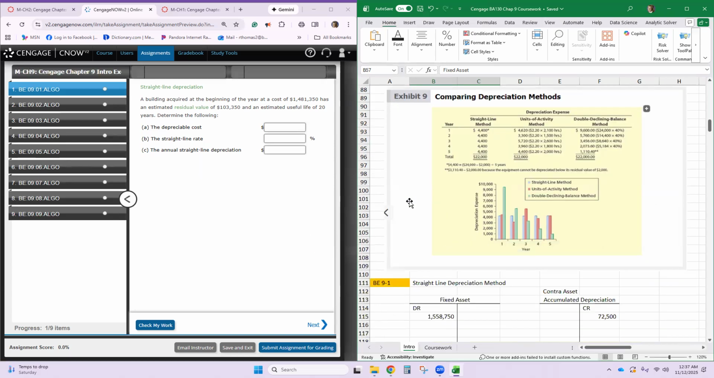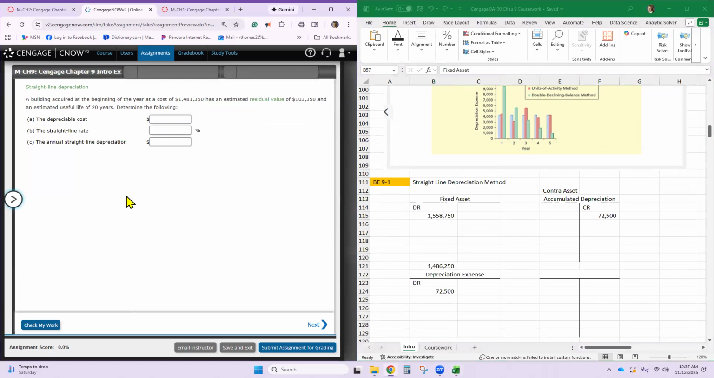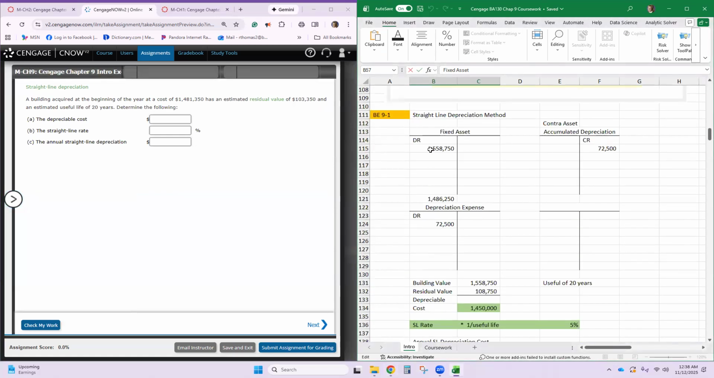The first one and the easiest one is the straight line method. Straight line means you're going to have the same amount of annual depreciation every year unless something changes. Our fixed asset has $1,481,350. It does have a residual value. Residual value means how much it'll be worth after its estimated useful life. So we've got to put that in.